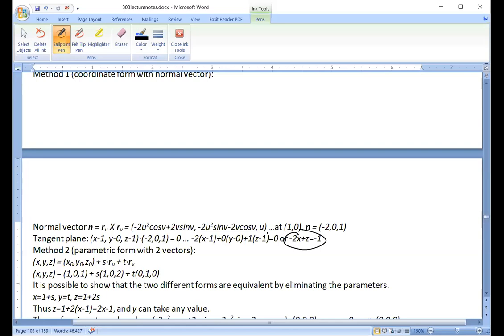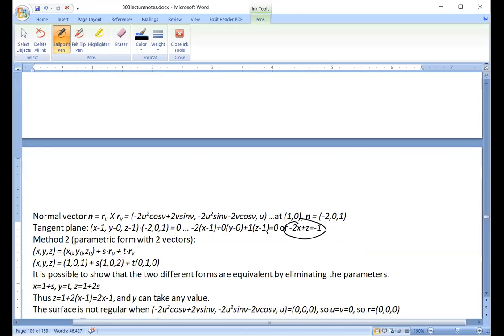Okay, so there's our first calculation of, given a formula for a parametric surface, find the formula for the tangent plane. And we did it two different ways. And then just to put one last thing on it, the last part of the question was to figure out where the surface is not regular and there is no tangent plane. So we calculated what the normal vector is in general, and it was this formula, negative 2u squared, blah, blah, blah. And so the surface will not be regular when that's the 0 vector.